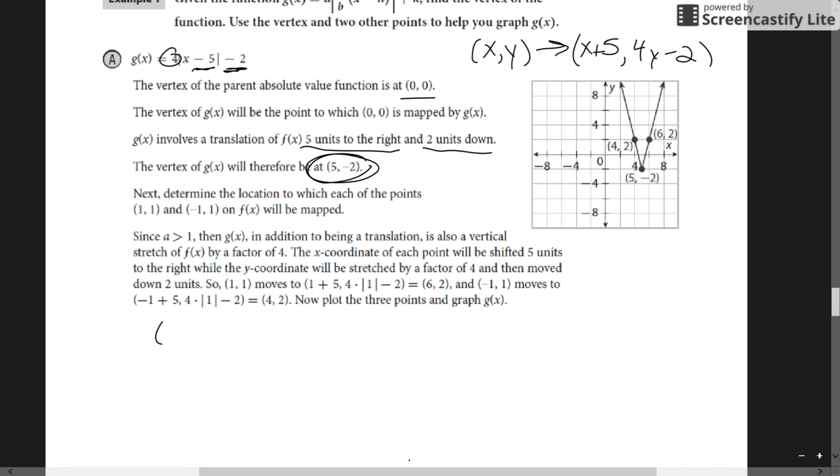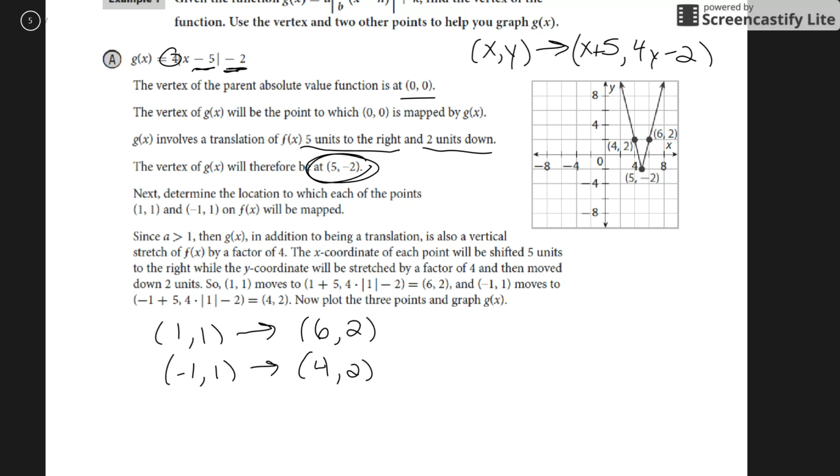So if we start at 1, 1, it's going to get changed to 6, 2. And if we start at -1, 1, it's going to be changed to 4, 2. And those are there on your graph.